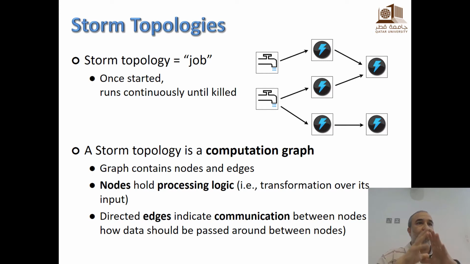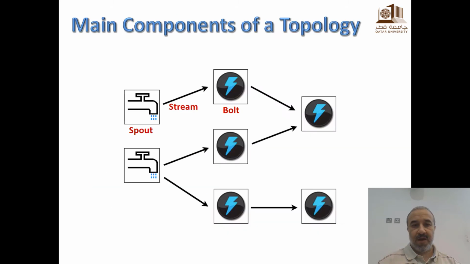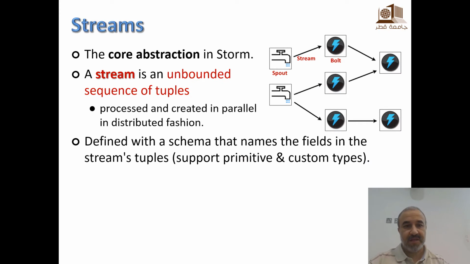Okay, so the jobs in Storm are called topologies. They are graphs. The nodes in the graph, or in the topology, are the processing elements. All the logic of the processing or the computations will be in the nodes. The edges will represent the communication between the nodes. Now, the main components of a topology are three things: stream, spout, and bolt. Okay, so we'll take each and explain what it is. Streams.